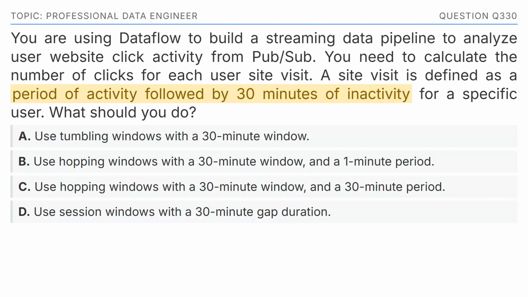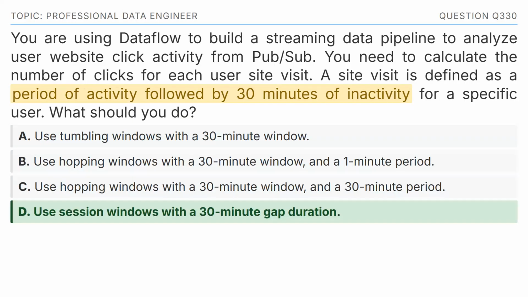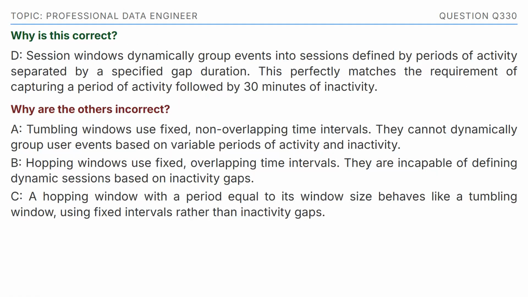To arrive at the correct answer, we focus on the keywords, period of activity followed by 30 minutes of inactivity. The correct answer is option D, use session windows with a 30-minute gap duration. Why is this correct? D. Session windows dynamically group events into sessions defined by periods of activity separated by a specified gap duration. This perfectly matches the requirement of capturing a period of activity followed by 30 minutes of inactivity.